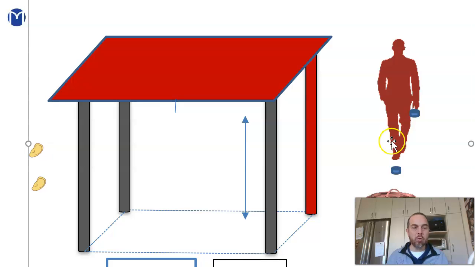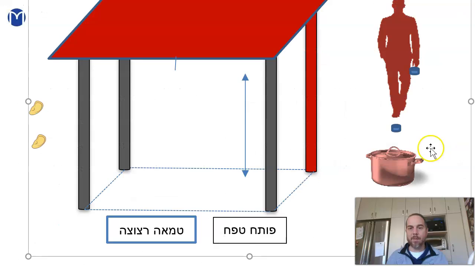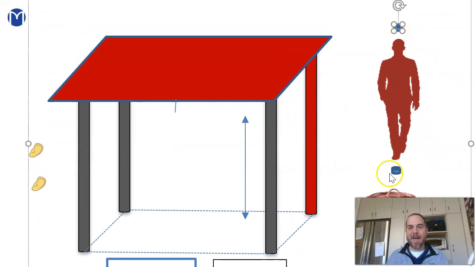So he's doing two separate actions on two half kezaytim. Oh nogeh b'chatzi zayit v'chatzi zayit ma'ahil alav: you touch half a zayit, or the half zayit is above you. Ma'ahil al shnei chatzai zaytim: he's above two half zaytim. Ma'ahil al chatzi zayit v'chatzi zayit ma'ahil alav: he's above half a zayit and the half zayit is above him. So we'll just make that half zayit above him, and he is above half the zayit.